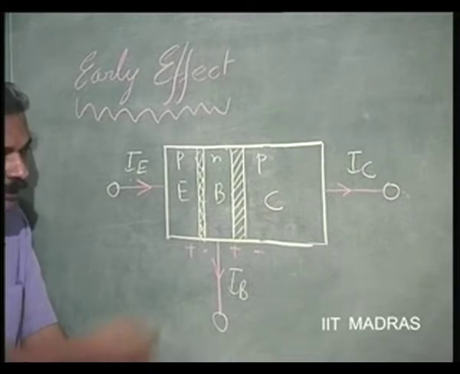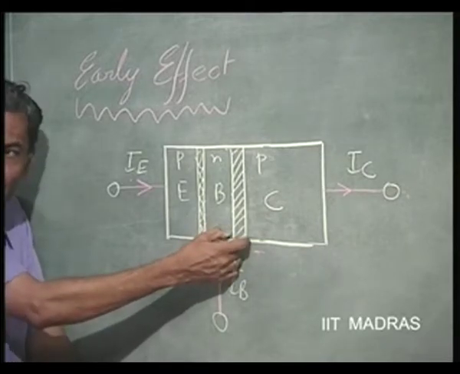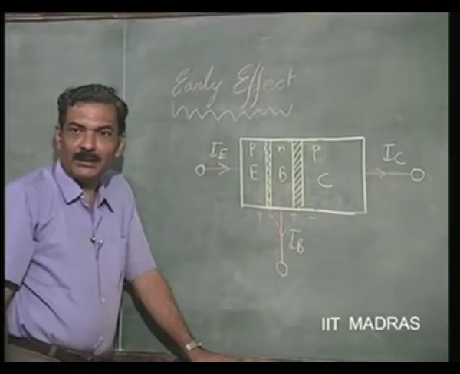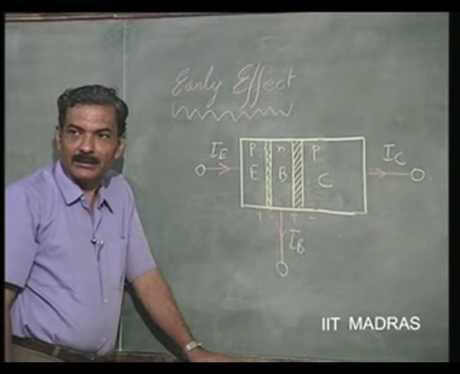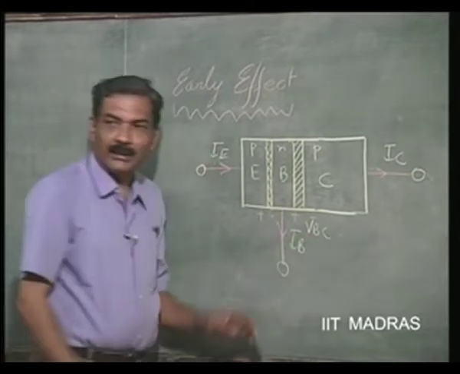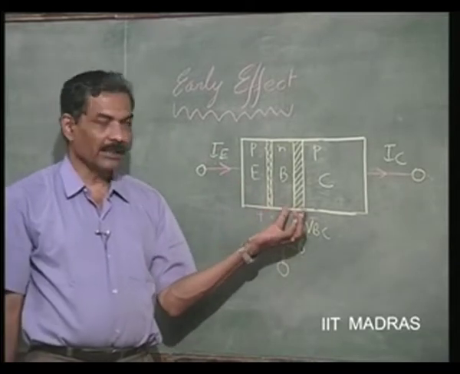Now, the depletion layer width here keeps increasing as this voltage VBC keeps increasing. So, when this voltage VBC increases, the depletion layer width increases.